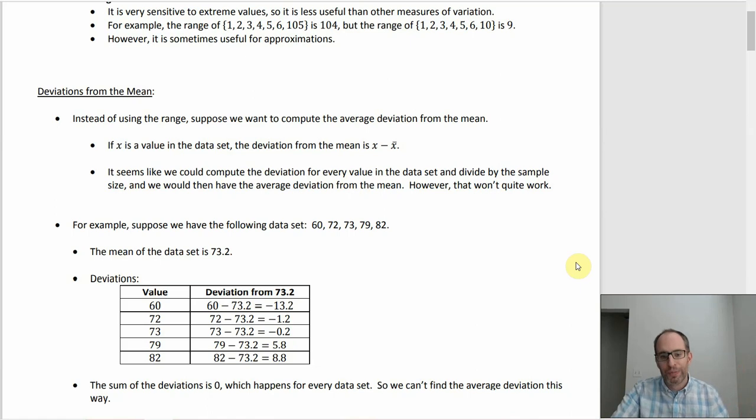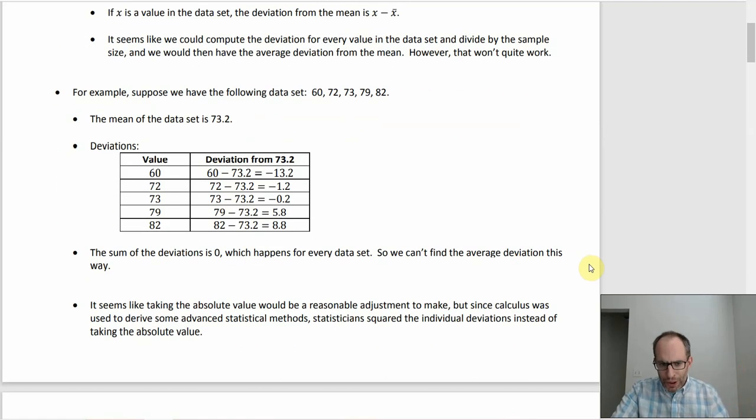We want to be able to differentiate how spread out the data sets are. Okay, well then you think, maybe if you think about the deviation as just how far away it is and you don't worry about direction, like if it's above or below, then you could just take the absolute value. And that would be a reasonable fix, like it says down here in this last bullet point. But calculus was used to derive a lot of the advanced statistical methodology. So the thing that's used is squaring instead of absolute values.